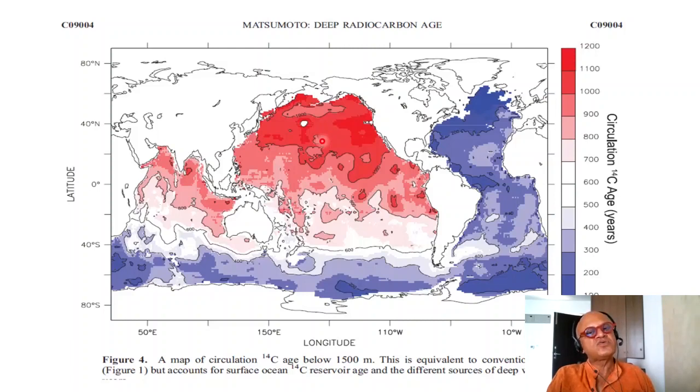C14 can also be used for organic matter, old organic matter, because that also decays. But it's only 5,730 years of half-life, which means the dating, carbon dating, can only go back to about 50,000 years. You have to use other isotopes to go beyond that.